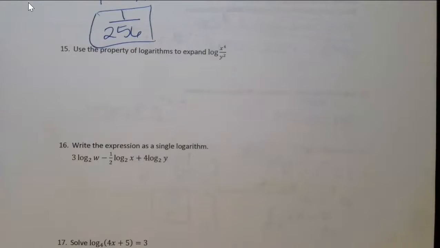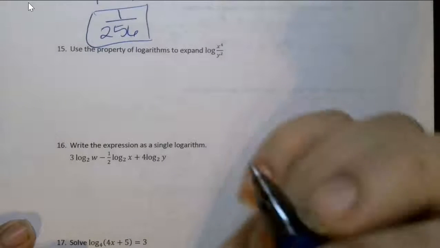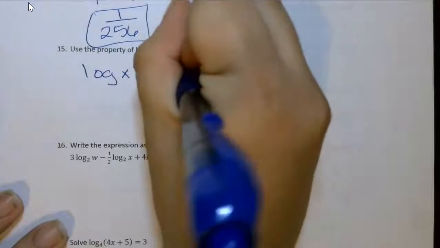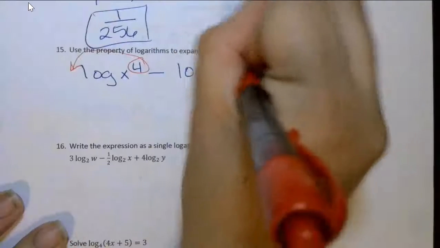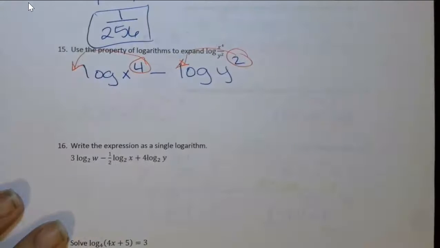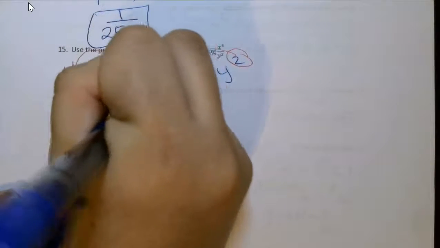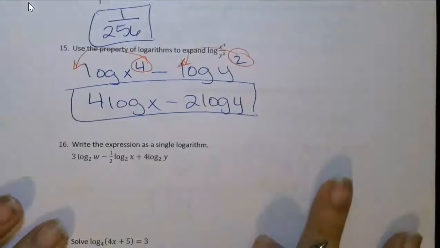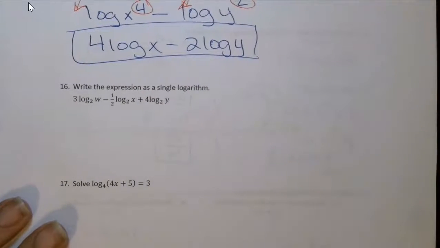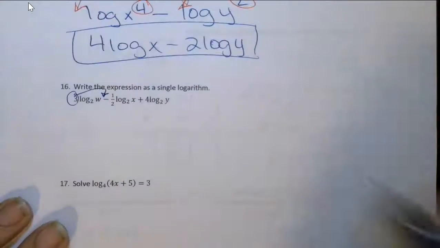Okay. Number 15 wants me to use properties of logarithms to expand log of x to the 4th over y squared. So the first thing I do is I split it into subtraction. Remember, division turns into subtraction. Then what I do is, if I have an exponent, exponents go out front. So both of those are going to move. I have 4 log x minus 2 log y. That's my final answer.